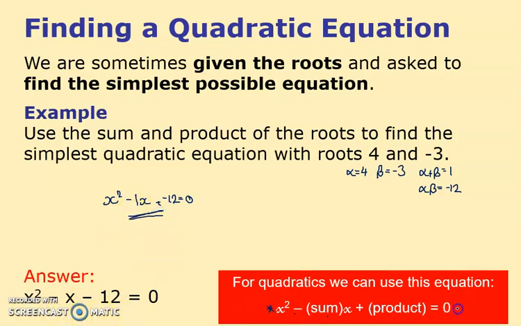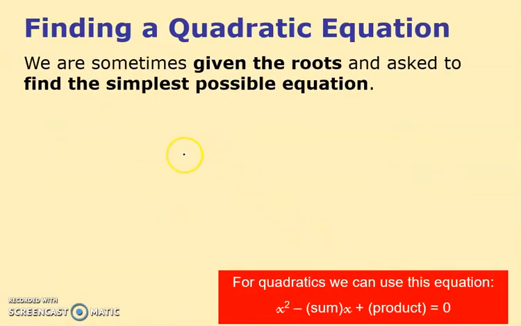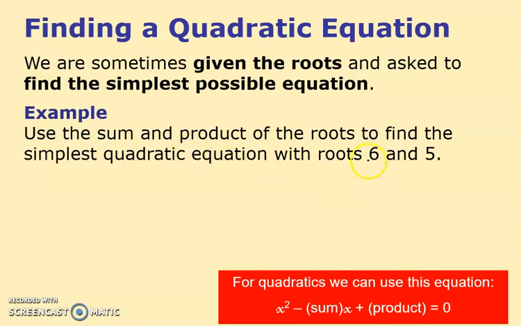Notice this. You won't be given this in the exam. This is something you're going to have to learn. x squared minus the sum of x plus the product equals 0. Now, is there another one? Yes, there is. This time it's alpha equals 6 and beta equals 5. So, sum them. Alpha plus beta equals 11. Multiply them. The product is 30.